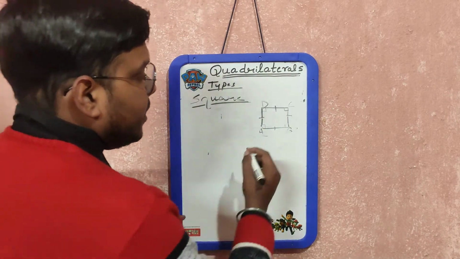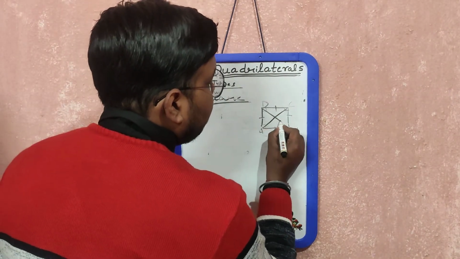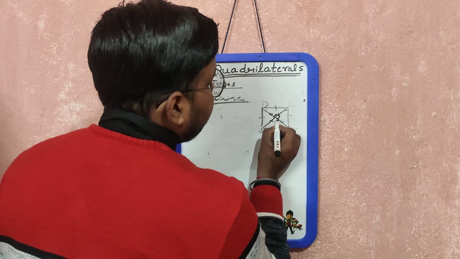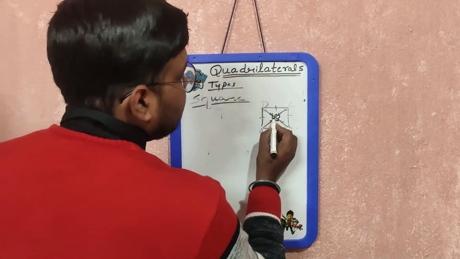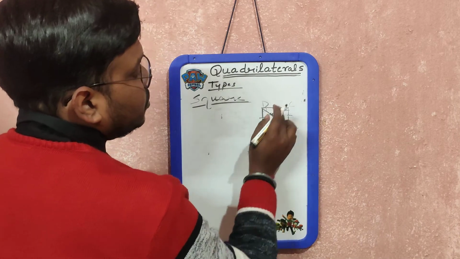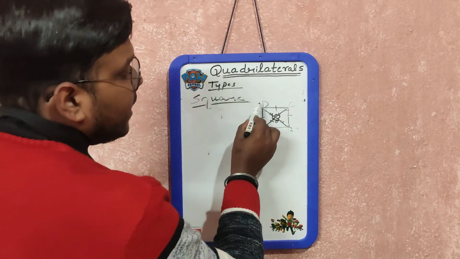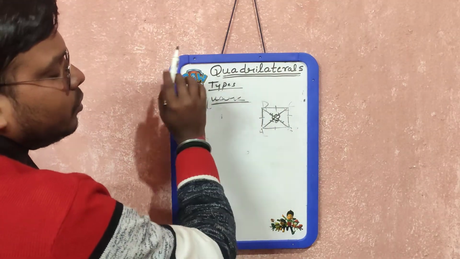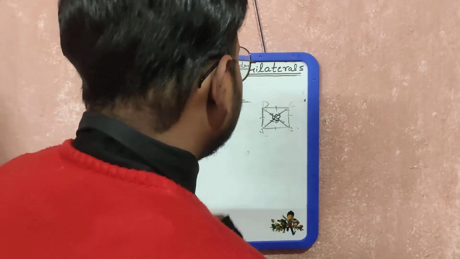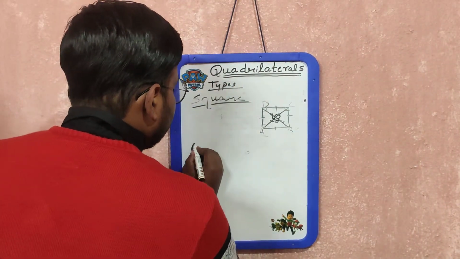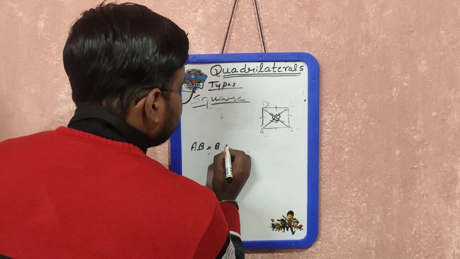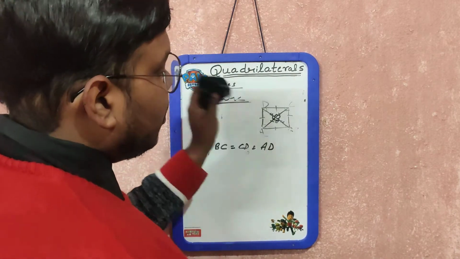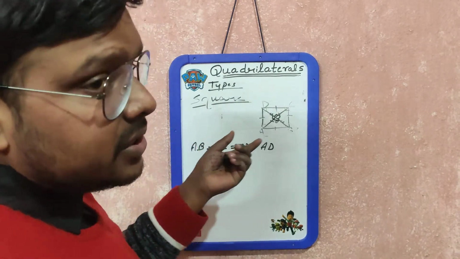One more property is that the diagonals of a square bisect each other as well as intersect each other at 90 degree. That means OA is equal to OC, OB is equal to OD, and angle DOC is 90 degree, angle COB is 90 degree, angle BOA is 90, and angle BOD is also equal to 90 degree. So the property of a square: AB is equal to BC is equal to CD is equal to AD, else all are similar to a parallelogram as well as a rectangle.